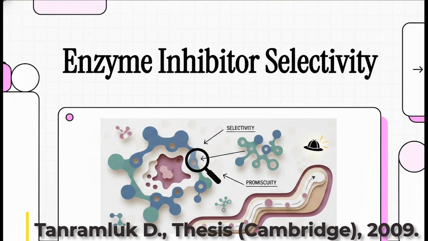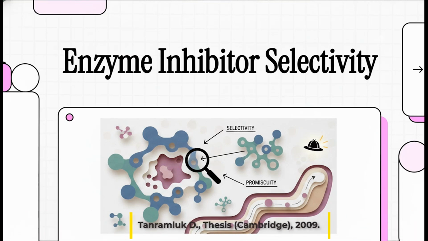Have you ever really stopped to think about how a drug actually works? Or maybe why one drug works wonders, but another one has all these crazy side effects? Well, at the heart of those questions is this huge biochemical puzzle, the difference between selectivity and promiscuity. Today, we're going to dive into some really brilliant research that tackles this head-on.